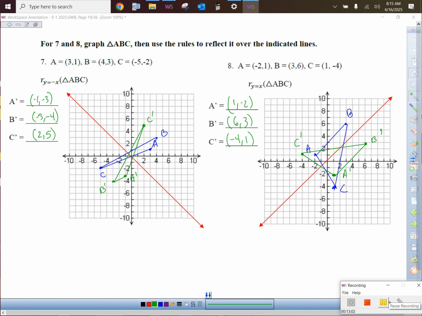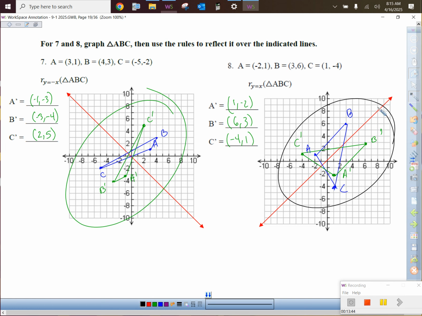But here's the real question. Talk to me about both of them. Are they same size, same shape? Yeah, they just got flipped over, right? It shouldn't get any bigger, smaller, or weirder or anything like that. So reflections should keep things same size, same shape. Let's do one more, baby.